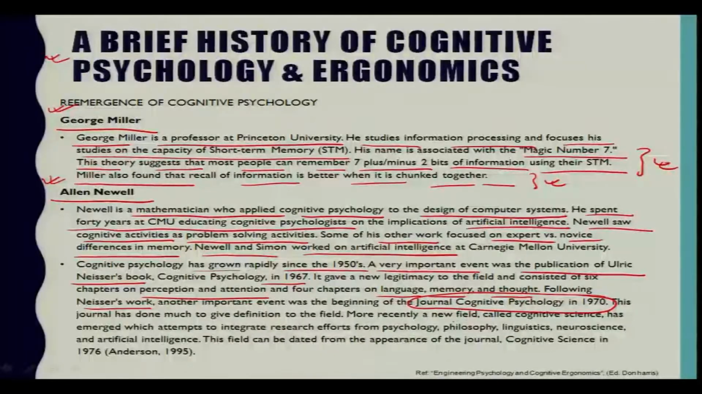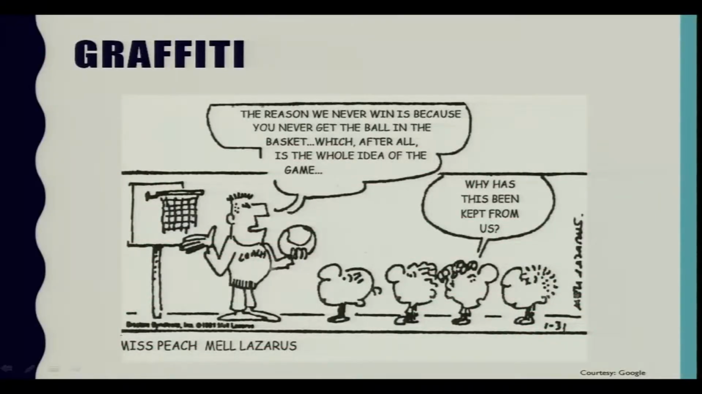More recently, a new field called cognitive science has emerged, which attempts to integrate research efforts from psychology, philosophy, linguistics, neuroscience and artificial intelligence. This field can be dated from the appearance of the journal Cognitive Science in 1976. Cognitive science is now getting proper attention from various researchers. There is a graph for you to read and enjoy. That's all for now. Thank you.